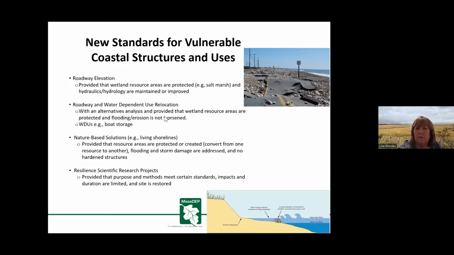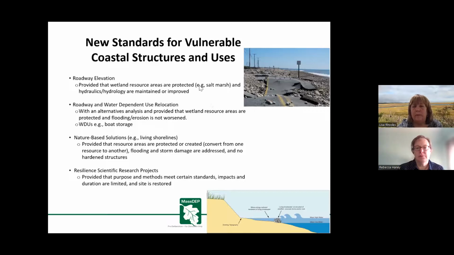Water dependent uses are also in that provision. We are promoting the use of nature-based solutions, and that may in some cases involve converting one resource area to another, but instead of hardened structures, which are not allowed. And then there's a provision for scientific test projects. So that's pretty much my summary, Joy. And then Rebecca and I can now stop and take questions.